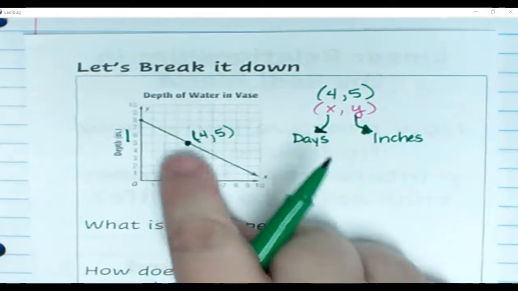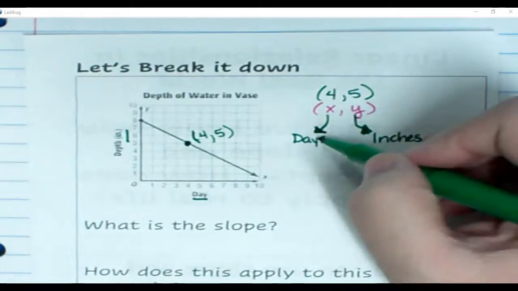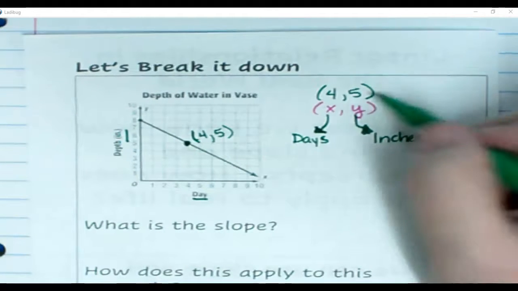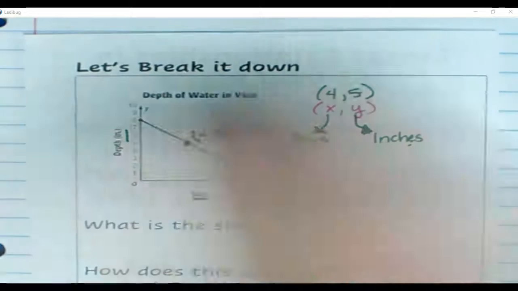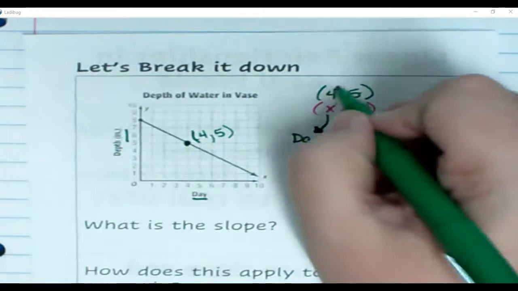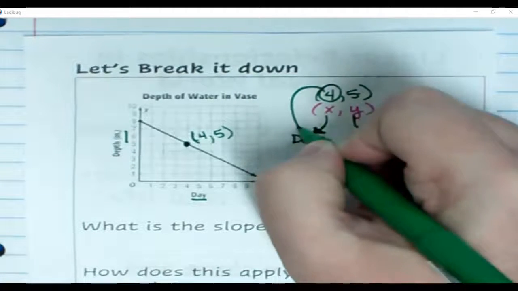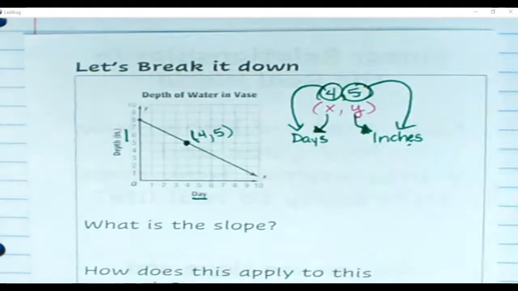So if I'm looking at this point, then I'm looking at after 4 days, on day 4, the water was 5 inches deep. On day 4, the water was 5 inches deep. So I just took my number and connected it with each of the labels. Day 4, 5 inches.